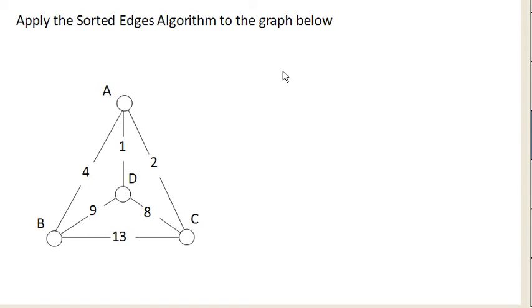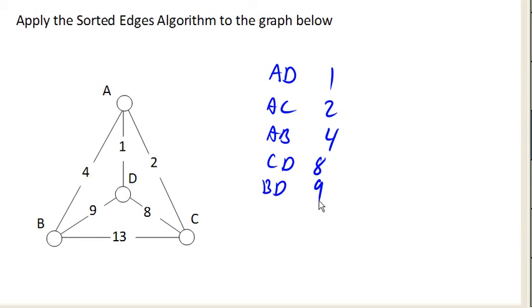So here, A to D is the cheapest with a cost of 1. A to C is the next cheapest with a cost of 2. A to B, cost of 4. Let's see, C to D with a cost of 8. B to D is a cost of 9, and B to C has a cost of 13.